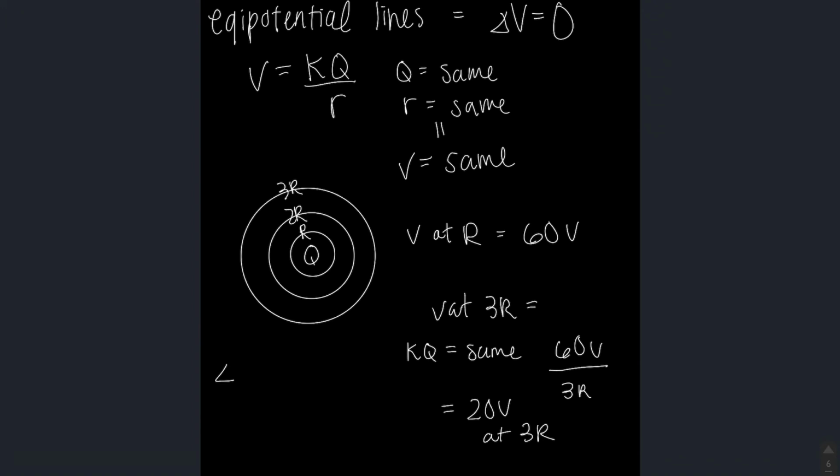So along the same equipotential line, the change in V equals 0. Work is equal to negative Q times change in V, and when the change in V is equal to 0, there's no work done along the same electric potential line.